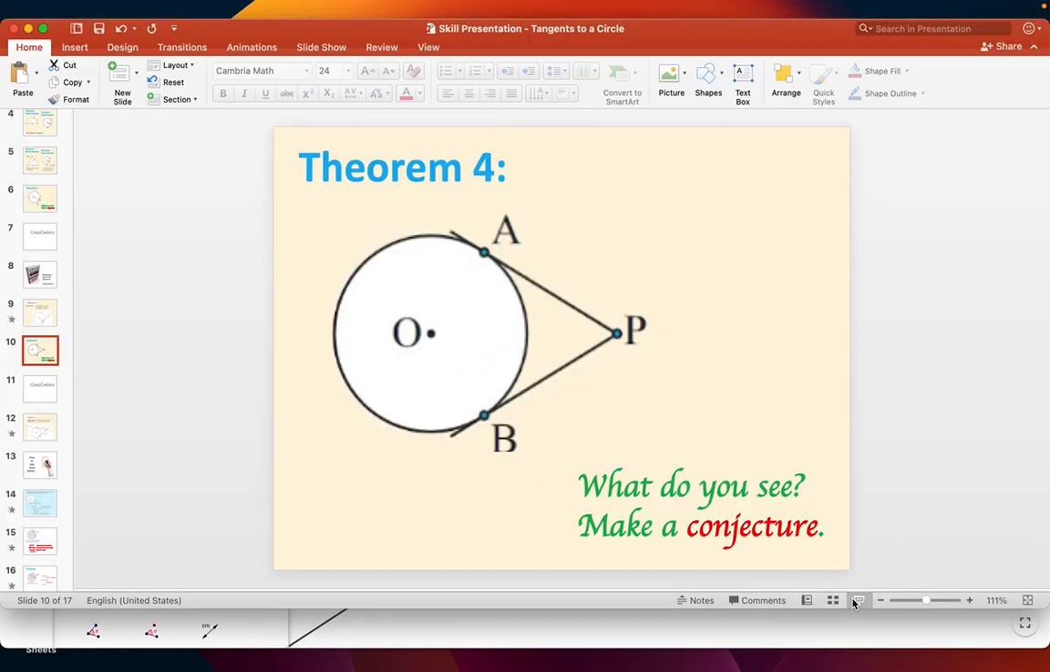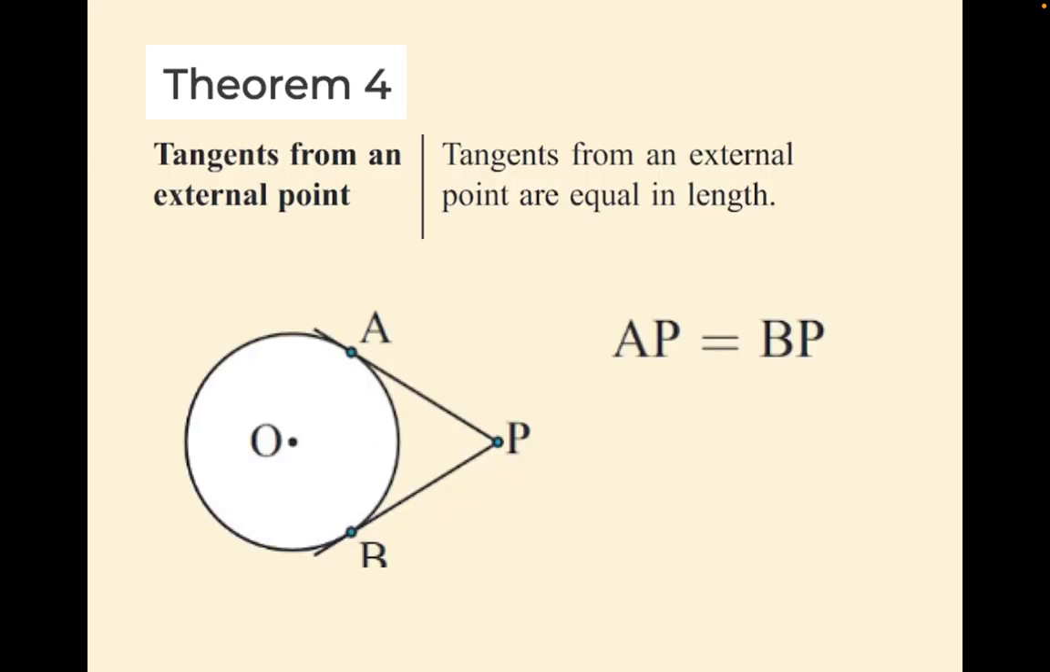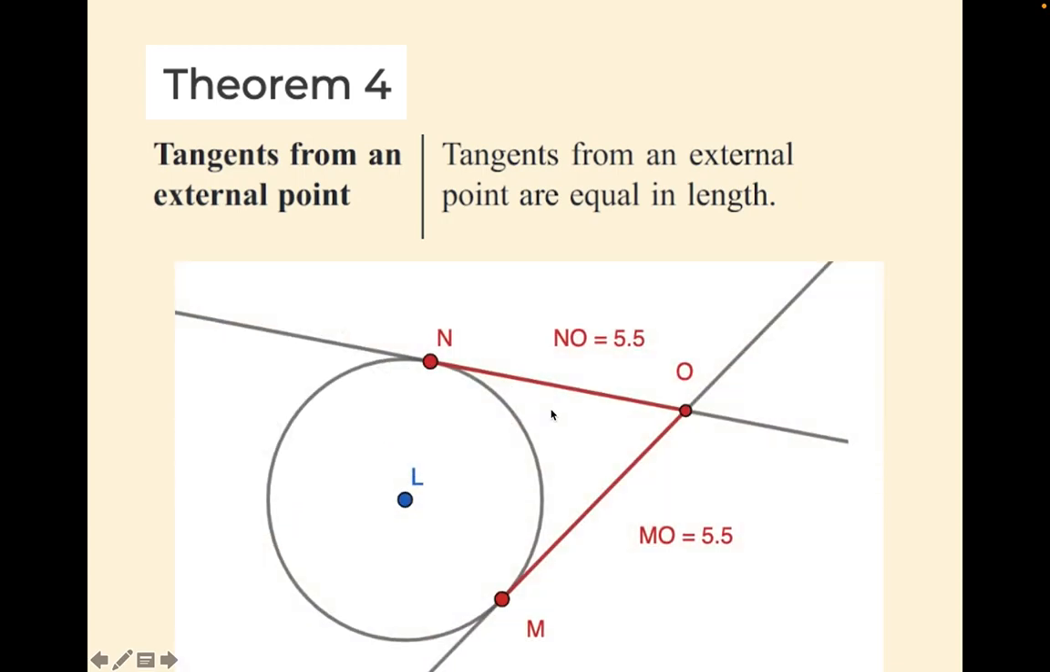Here we are back in the presentation. You are going to your study guide and you're adding this tangents from an external point. Tangents from an external point are equal in length, and you can see it here. AP is equal to BP. These are tangents from an external point. Awesome. And then you are adding the image you have clipped from your GeoGebra work, put it in there now. Great, so your study guide continues to grow.